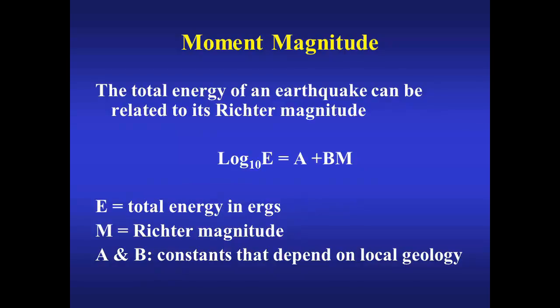But the total energy of an earthquake can be directly related to its Richter magnitude using the equation log to the base 10 E equals A plus BM, where E is the total energy in ergs, M is the Richter magnitude, and A and B are constants that depend on the local geology. But the point is that you can calculate the actual energy of the earthquake by comparing it to the Richter magnitude.